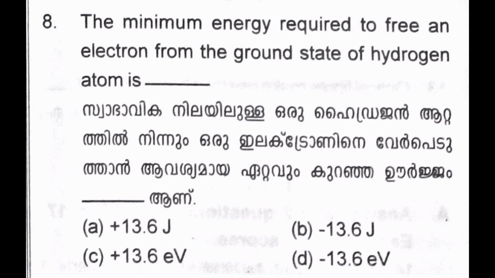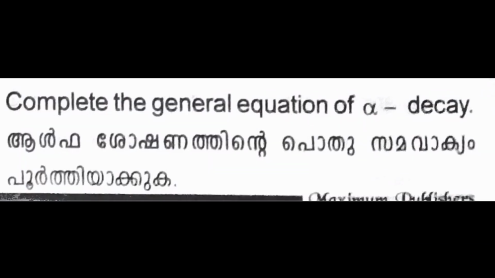The next question is question number 8. The minimum energy required to free an electron from the ground state of hydrogen atom is dash. The options are A. plus 13.6 joule, B. minus 13.6 joule, C. plus 13.6 electron volt, then D. minus 13.6 electron volt. Yes, this energy is called the ionization energy, right? So what will be the answer? It is plus 13.6 electron volt. The answer is option C, plus 13.6 electron volt.